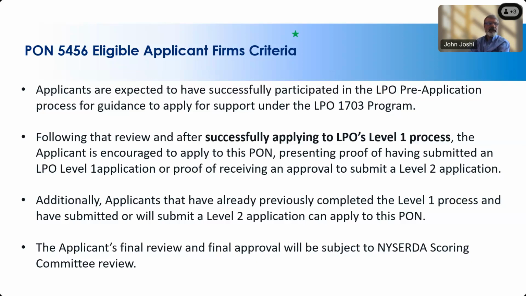And so that process, if you've started that process and then you've already sent in the level one application, at that point you can apply for the PON, having submitted your proof, or if you've already completed your level one and you're submitting level two or have submitted level two, you can start at that point. All of this is now then subject to NYSERDA credit review as well. We will review the same or similar material. Most of the material will be overlapping in that context, and the criterion that we discussed earlier.